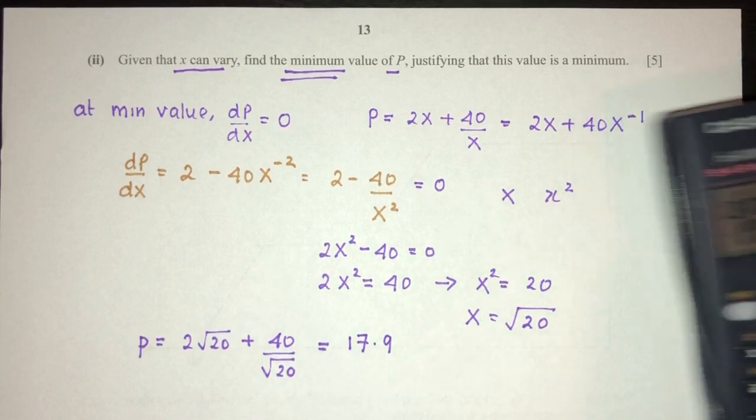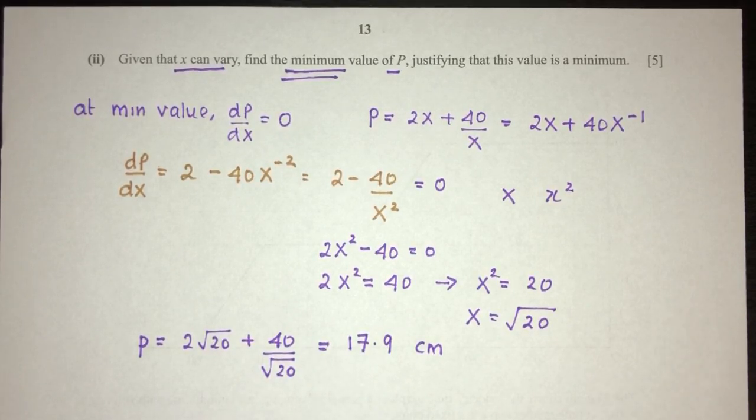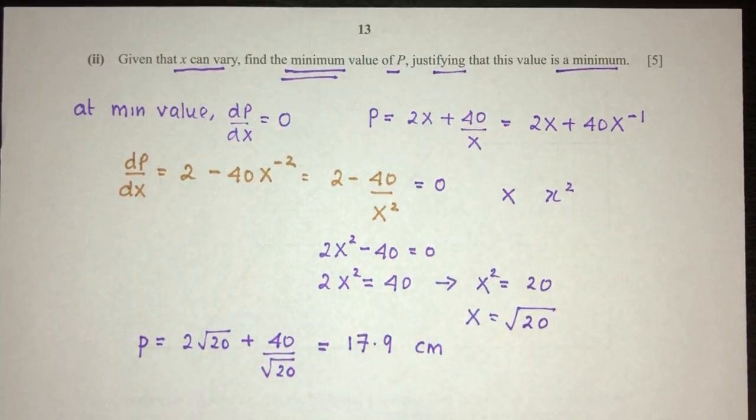That is 17.9. That is P, your perimeter, in terms of centimeters, correct to 3SF. Now we have to justify that this value is a minimum. So how can we prove that?